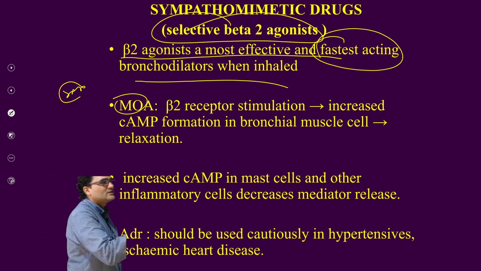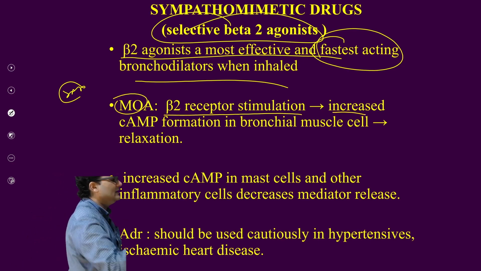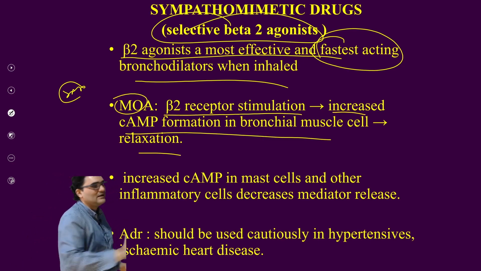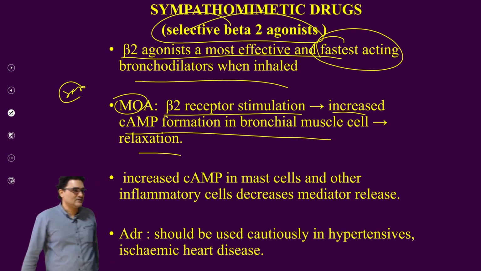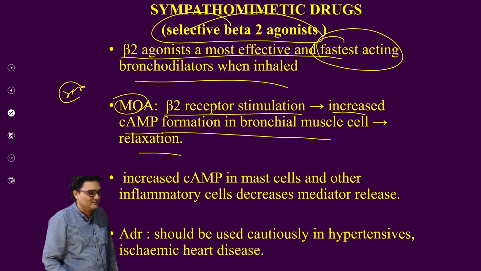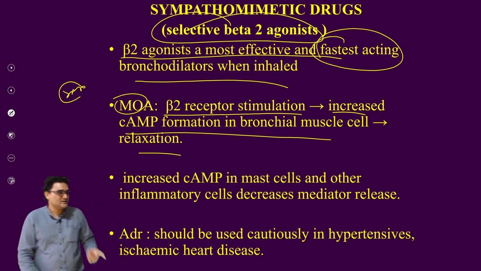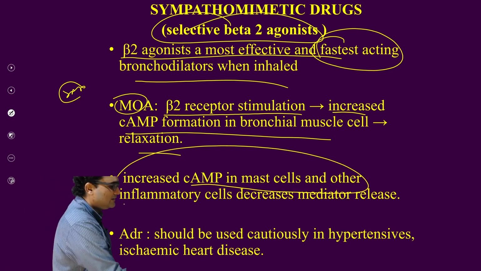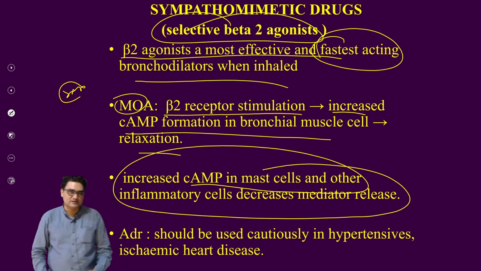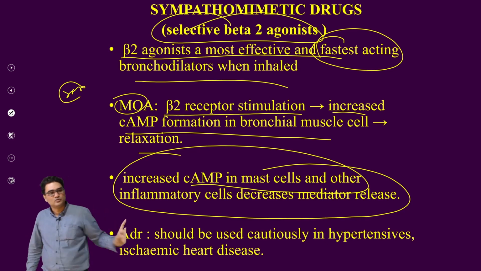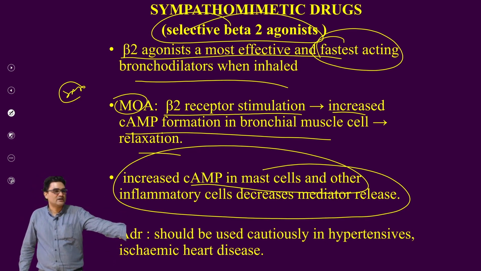What is the mechanism of action? Beta 2 receptors are stimulated, cAMP increases, and bronchial muscle relaxation occurs. So this is at the molecular level. Increased cAMP in the mast cell and other inflammatory cells is also decreased. So this is the main mechanism. There is one more mechanism of action, that is this.